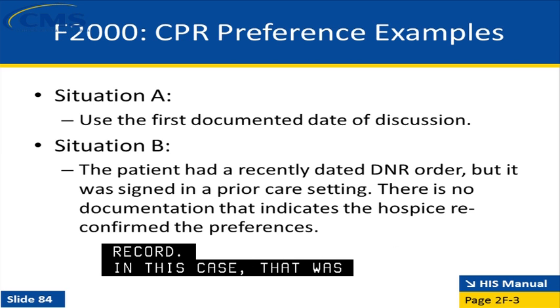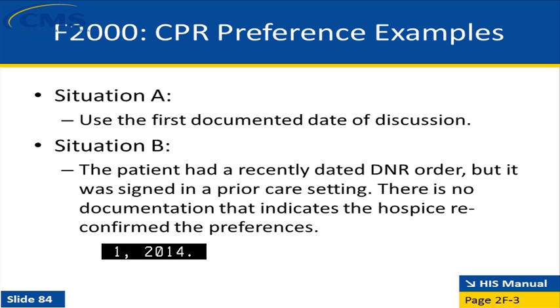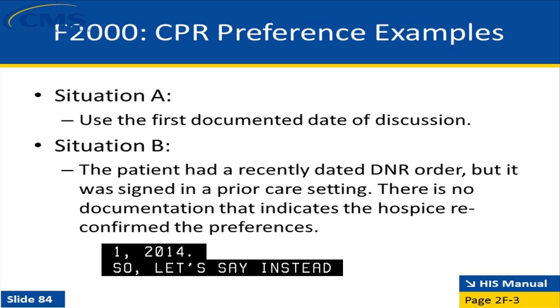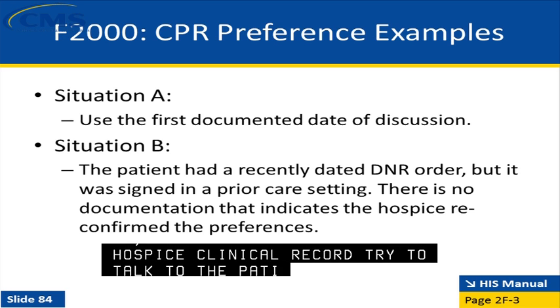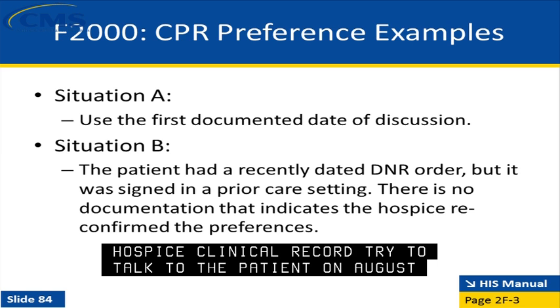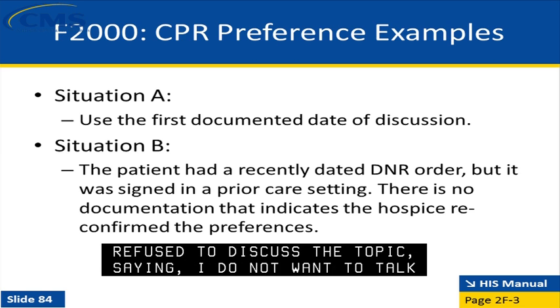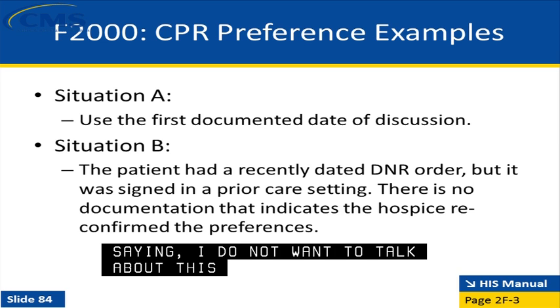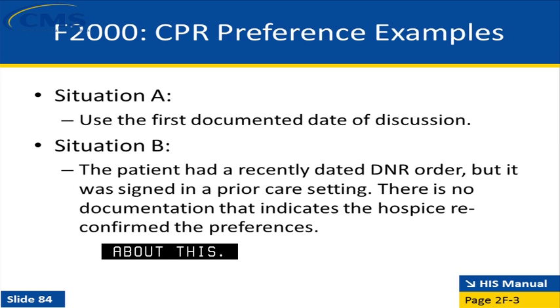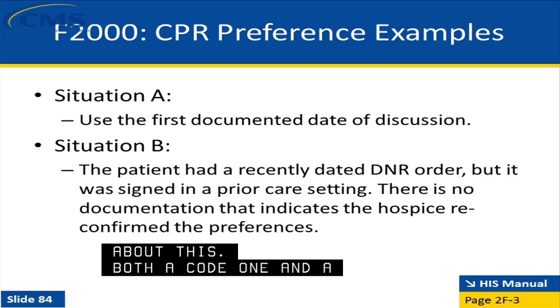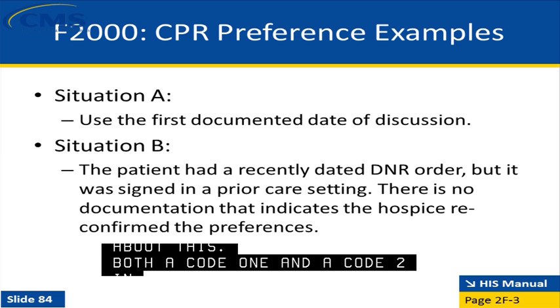So let's say instead that the hospice clinical record shows that the nurse tried to talk to the patient on August 1st, but the patient adamantly refused to discuss the topic, saying, "I don't want to talk about this." And in this case, you would select a code 2. Remember that both a code 1 and a code 2 indicate that, yes, the hospice attempted to discuss the topic or discussed the topic with the patient.